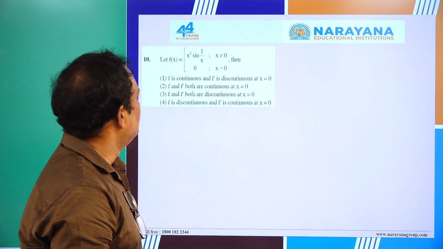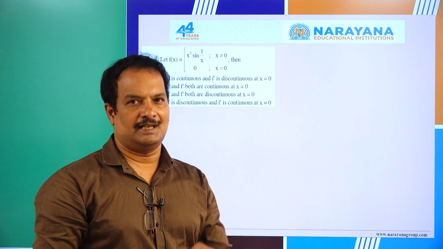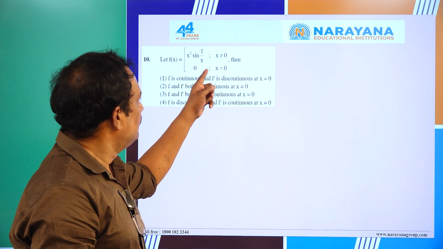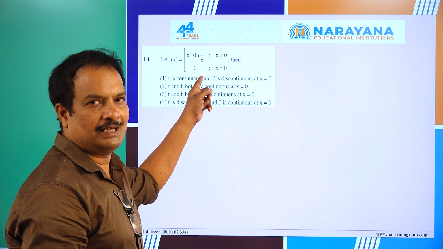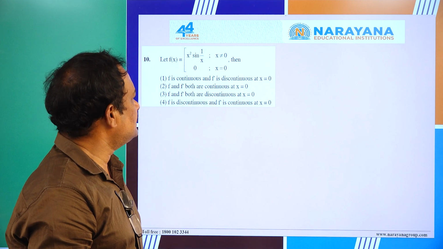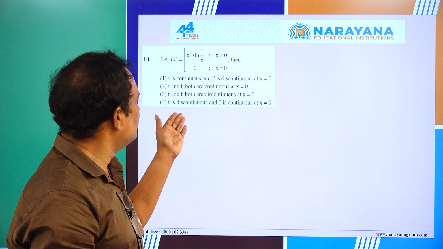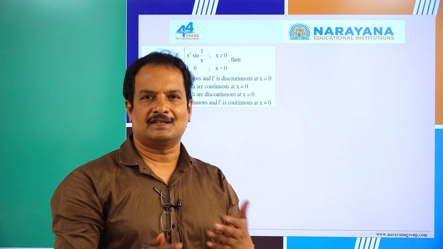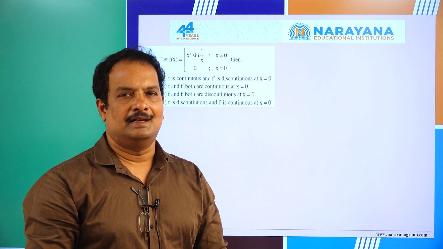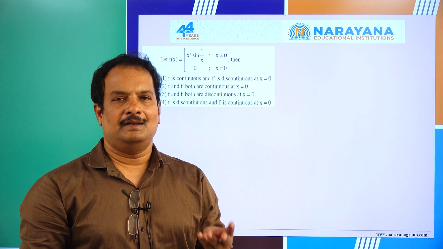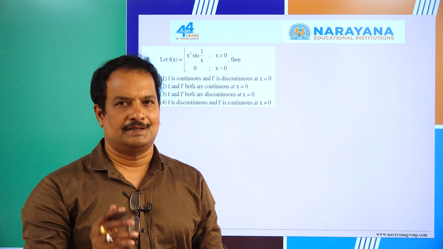In this case, f of x equal to a piecewise function has been given: x square into sine 1 by x whenever x is not 0, and whenever x is 0, it is equal to 0. So the value of the function has been given. Now let's find out whether f is continuous or not, because in majority of cases it is asked whether f is continuous, discontinuous, something like that. For a function to be continuous, as we know, the left hand limit, right hand limit and value of the function, all three must be equal.